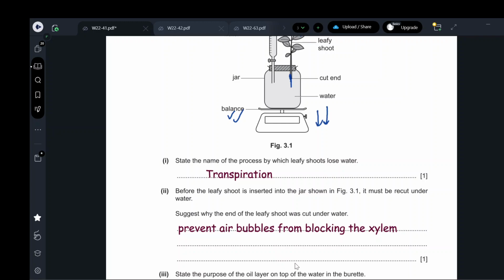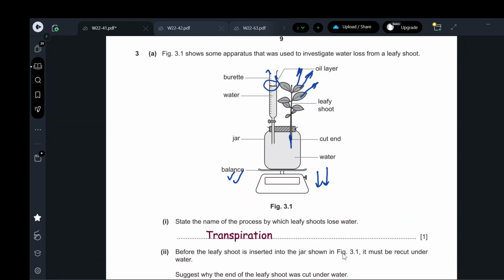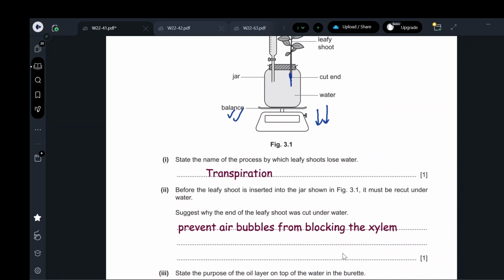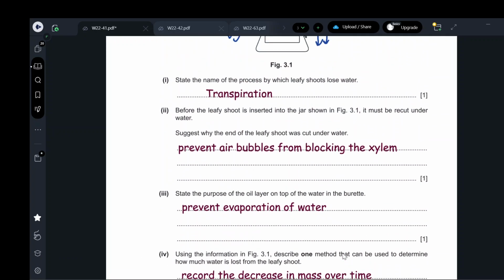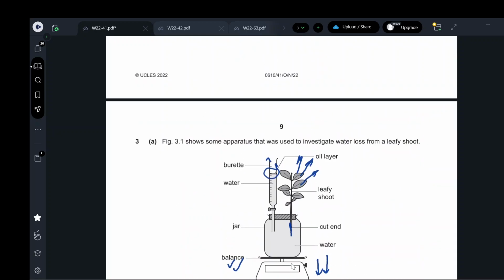State the purpose of the oil layer. Why did they put an oil layer on top of the water? The oil layer is always to prevent the water from passing. So here, I do not want the water in the burette to evaporate. This is why I put an oil layer, to prevent evaporation of water from the burette. Okay. Using the information, describe one method that can be used to determine how much water is lost.